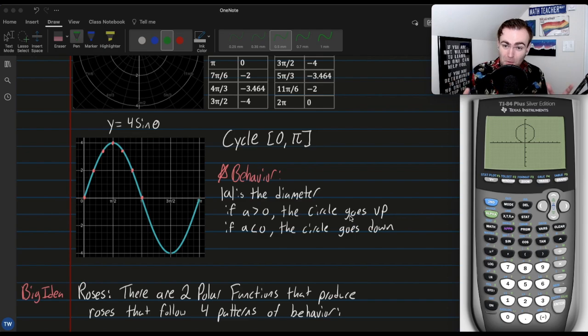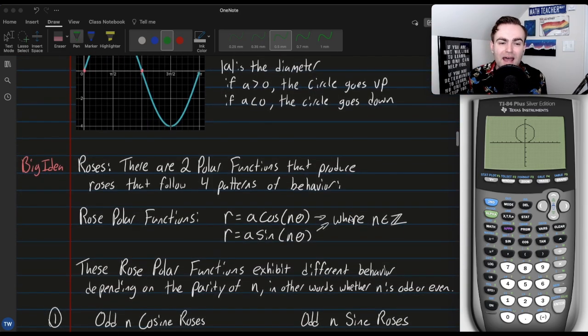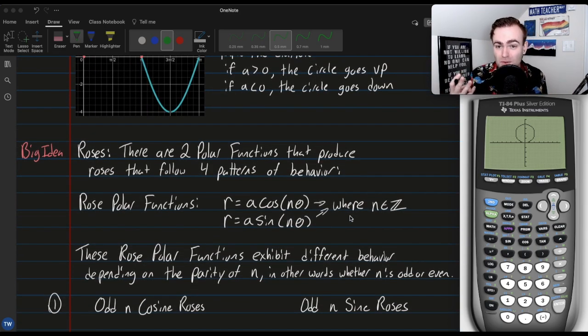Now we get to a more complex polar function, arguably one of the prettiest, roses. So roses have 2 different polar functions. So circles have 3, roses have 2, but there are 4 different patterns of behavior based off of the 2. So what's different is instead of a cosine theta or a sine theta, we're now giving the theta a coefficient. So that is going to produce rose petals or flowers, if you will. It's called rose curves, but whatever you want to call it.